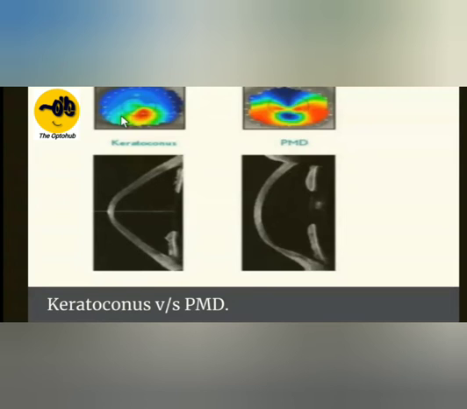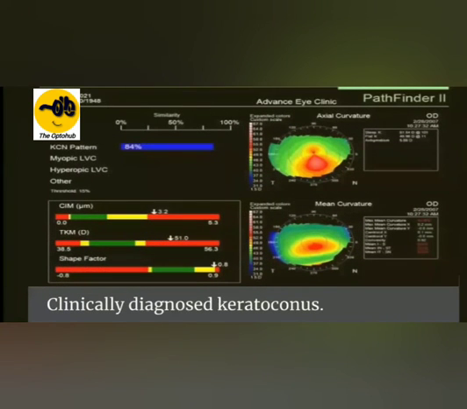Okay, in keratoconus there is a very localized area of thinning, whereas in PMD there is a huge area of thinning. Okay, and one more thing that can help us to distinguish between the two is that PMD patients will have against the rule astigmatism, whereas on the other hand keratoconus can have any type of astigmatism. Right, so this is the basic difference between the two.